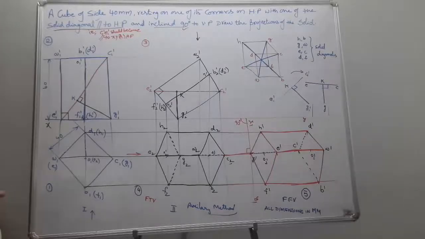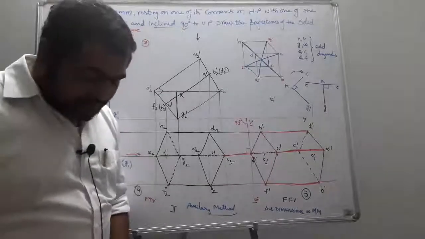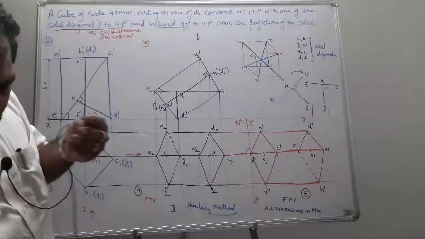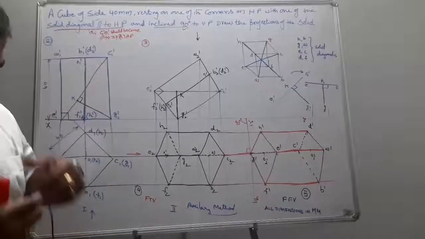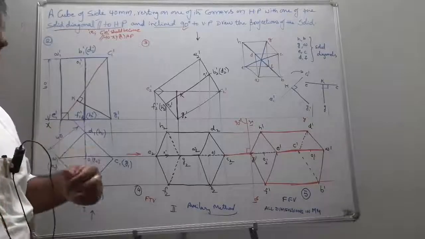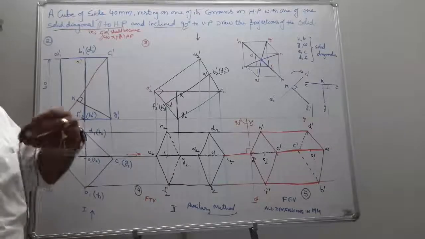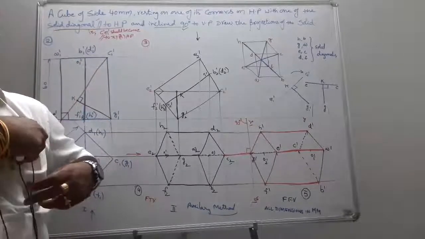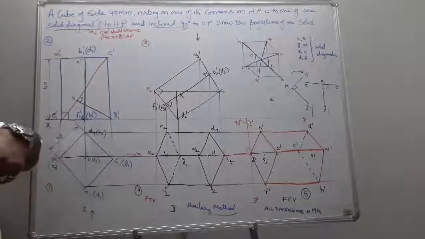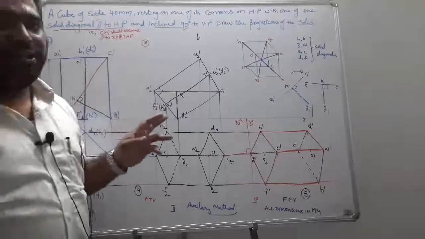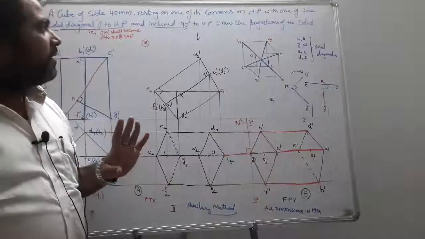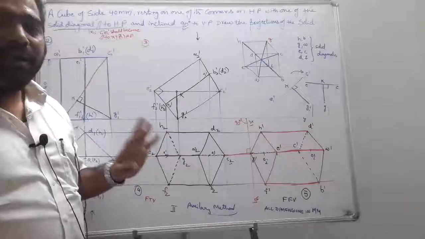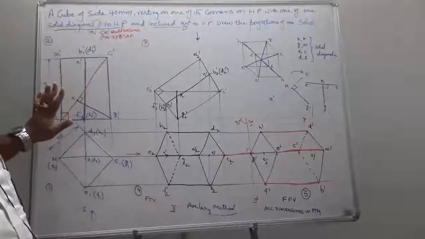Generally, we know that axis inclination is given, and the next one is edge inclination, in general problems. But in these kinds of problems, he doesn't give any axis inclination, diagonal inclination, or edge inclination. He just gives it based on the solid diagonal.